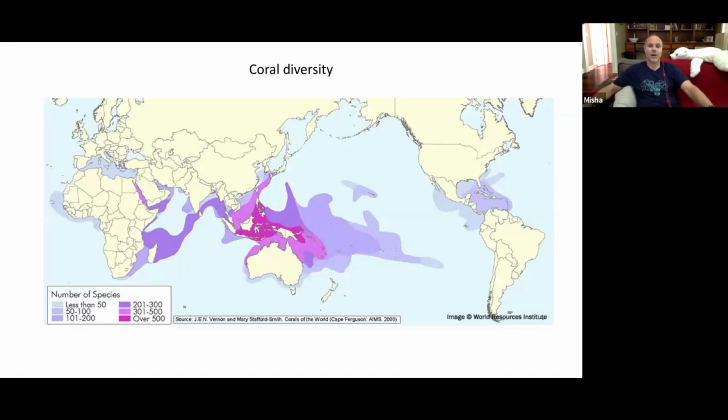So if you look at where corals live, this is the map of global coral diversity, and you see this big purple blob in the area which is called the coral triangle. It's kind of triangle if you're creative in your thinking. In the Indonesia central Indo-West-Pacific, this is the area which we model in our model. That's where the most corals are.